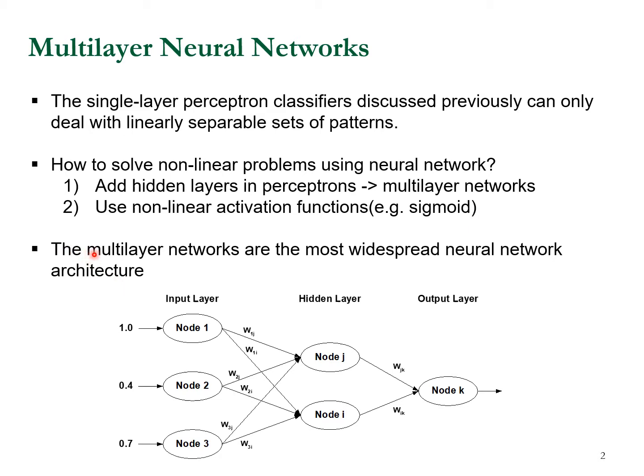This multi-layer network is the most widely known neural network architecture. And actually, deep learning is very similar to this neural network structure. In terms of the network structure, deep learning is a neural network with many hidden layers. That's the main difference between the neural net and the deep learning structure.